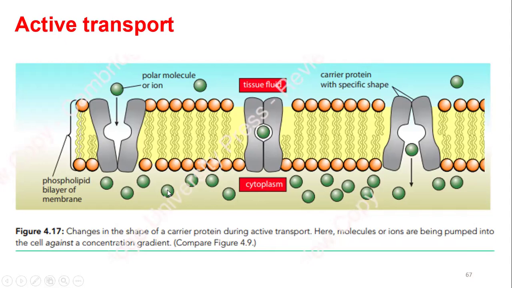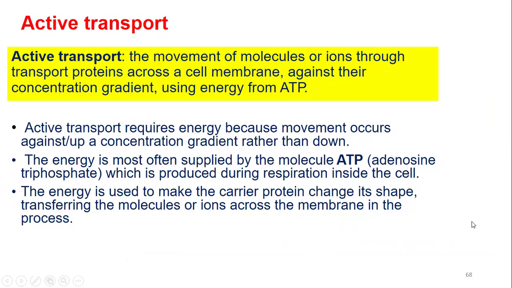So you find that most of the time in cells, the cytoplasm has a high concentration of ions, such as sodium ions, potassium ions, but the outside of the cell, the tissue fluid, has a low concentration. But the ions keep on entering into the cell, so they will be entering by active transport. Active transport requires energy because the molecules are moving against a concentration gradient from their region of low concentration to their region of high concentration. Active transport requires energy in the form of ATP, and we know that ATP is released during respiration.